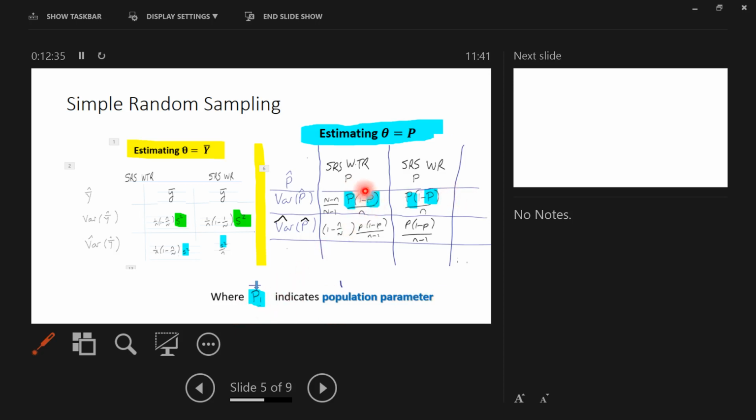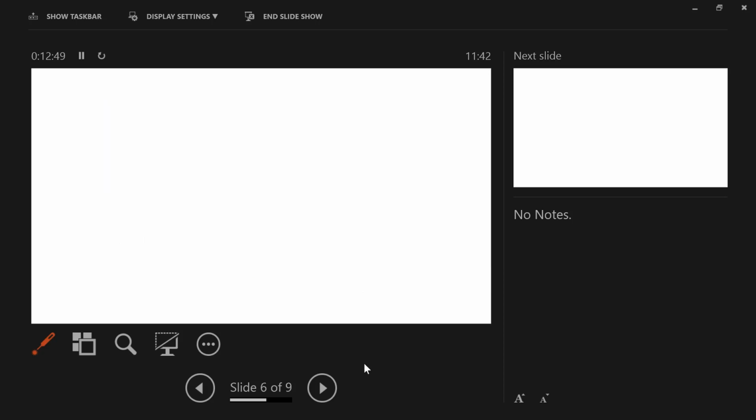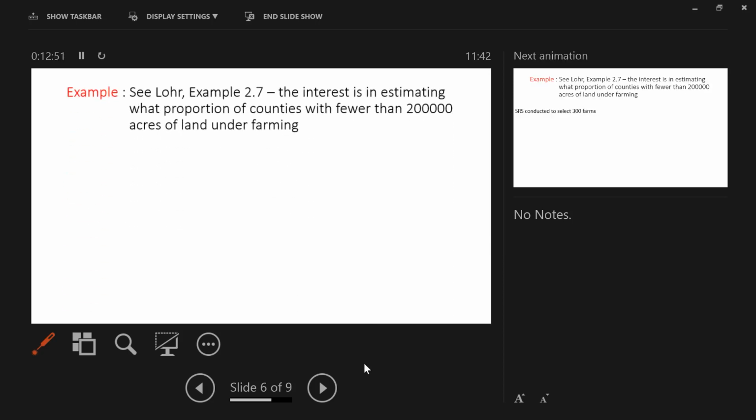So the ones with the blue are population proportions. All the other P's, that one and the P's here, are sample values. So the big P with the blue over it is the population parameter, the population proportion, in other words. Okay. Now to demonstrate how to use it, we go to example 2.7.